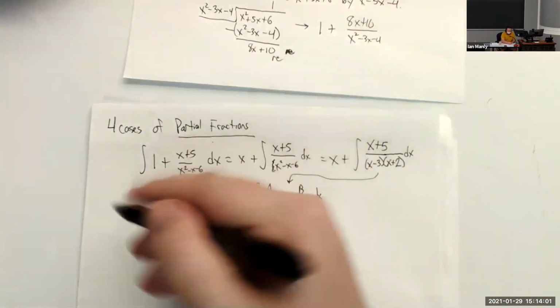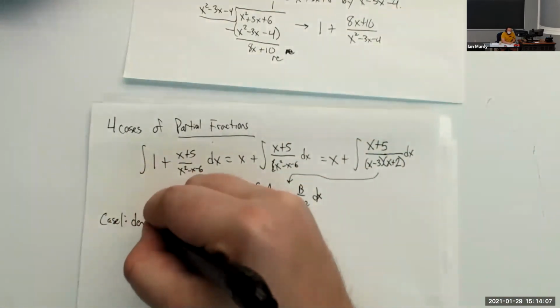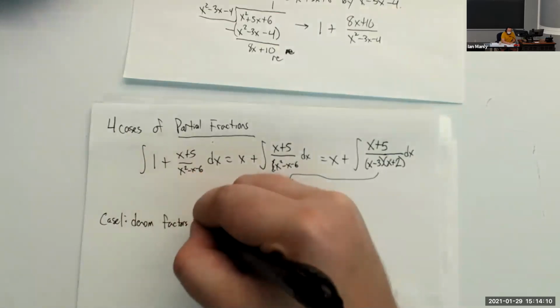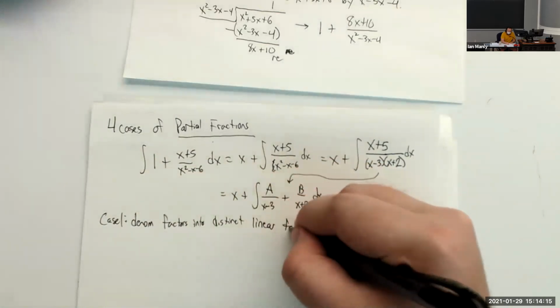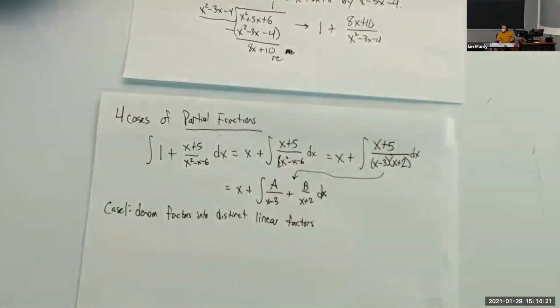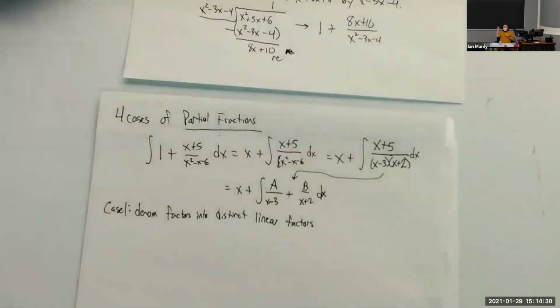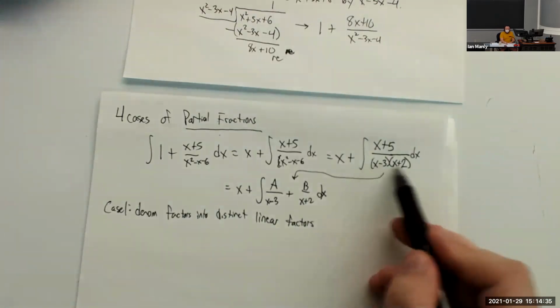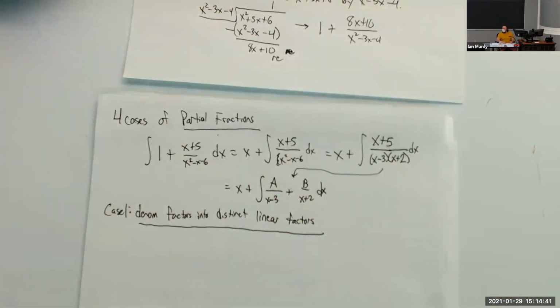Let's look at the first case. Case 1 is where the denominator factors into distinct linear factors. It factors into x plus or minus something times x plus or minus something else, and maybe there could be a third one. There won't be anything like x minus 1 quantity squared, and there also won't be anything irreducible like x squared plus 1. It's essentially just going to look like this. That's our first case, and this is probably the easiest case to deal with.